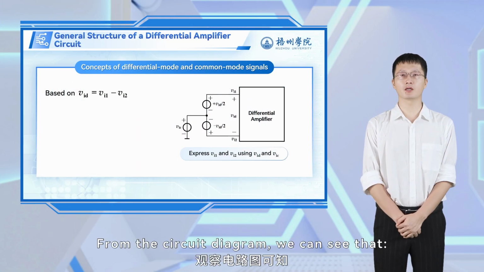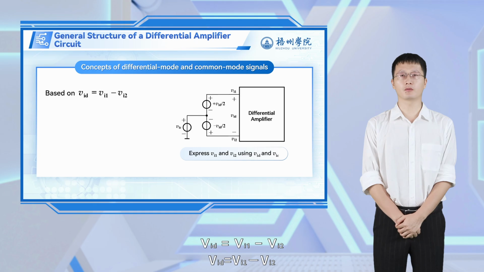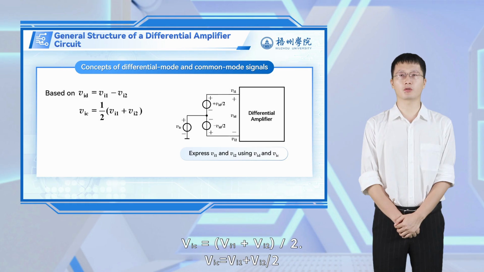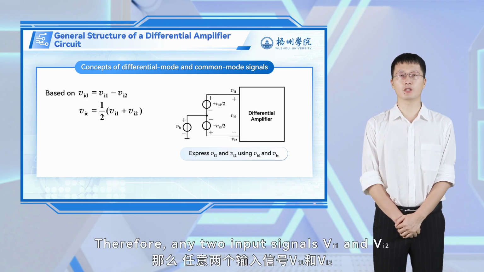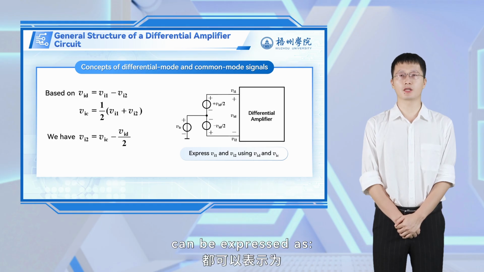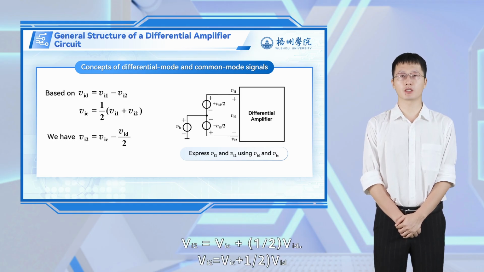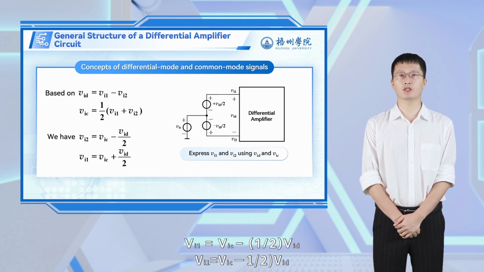From the circuit diagram, we can see that V_ID equals V_I1 minus V_I2. V_IC equals (V_I1 plus V_I2) divided by 2. Therefore, any two input signals V_I1 and V_I2 can be expressed as V_I2 equals V_IC minus 1/2 V_ID, and V_I1 equals V_IC plus 1/2 V_ID.